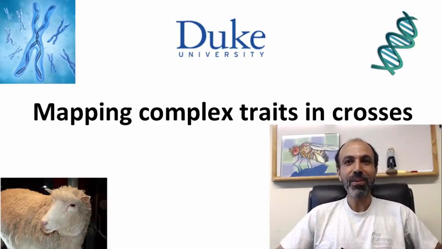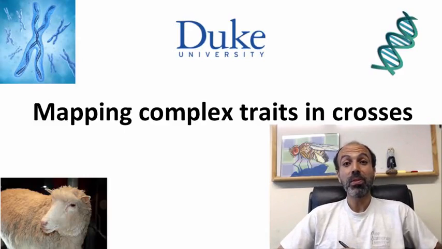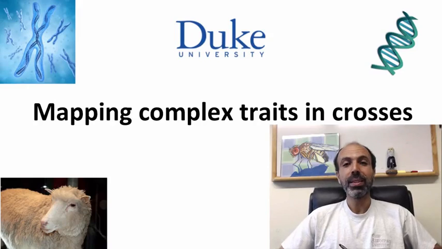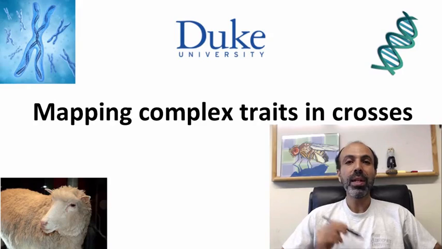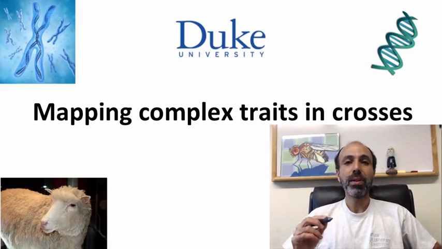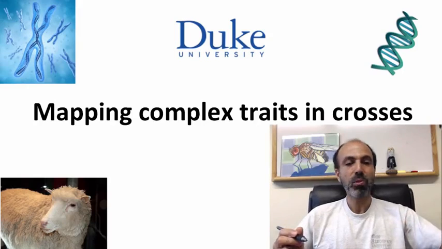In the previous video, we talked about the principles associated with mapping complex traits and how we do this in both crosses and using genome-wide population studies. In this video, we'll elaborate on the previous one to look at what's actually done in genetic crosses to pinpoint the location of genes that have allelic variation affecting some sort of trait.